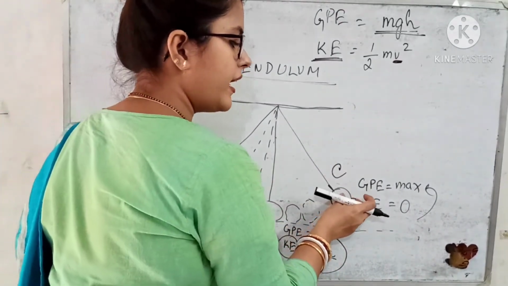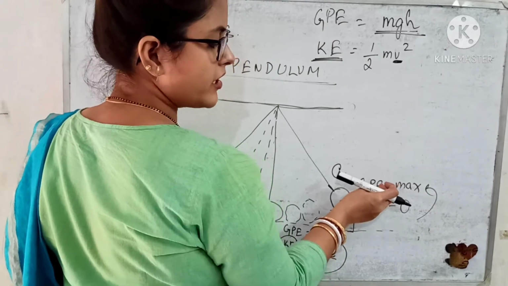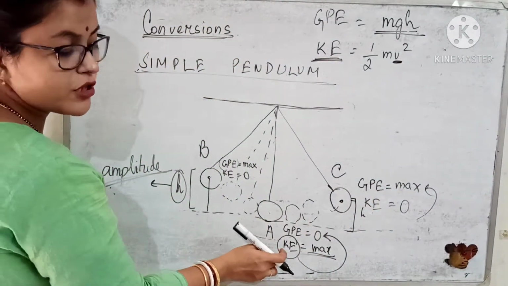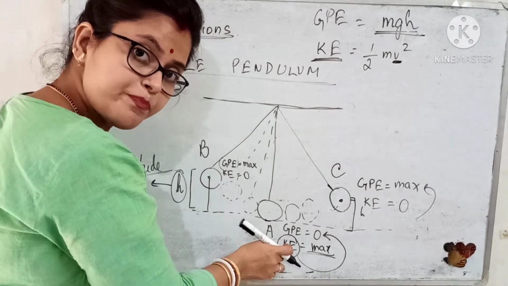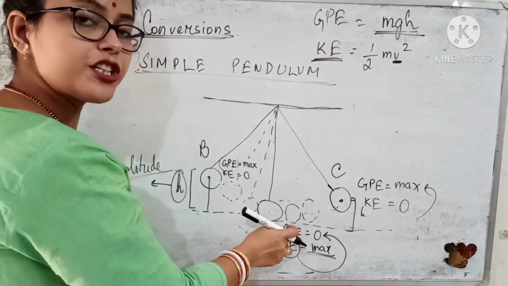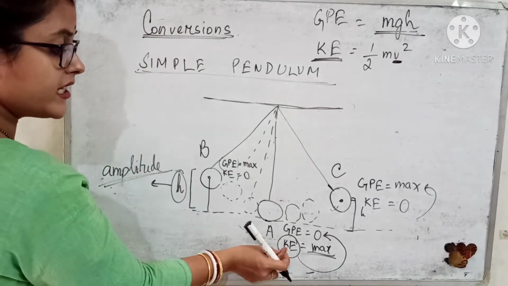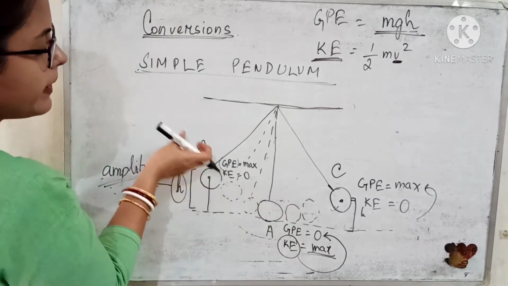That means from here again the gravitational potential energy will start getting converted to kinetic energy, and at this position it will have the maximum kinetic energy, because the full of the gravitational potential energy will be converted to kinetic energy, and because of the kinetic energy possessed here, it will again swing back.